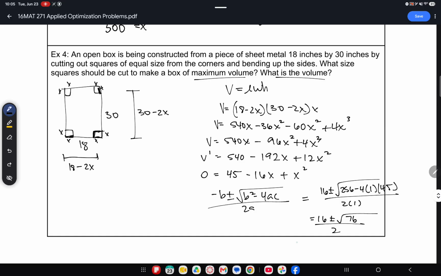You know what? Let's just get the two numbers. So 16 plus the square root of 76 divided by 2. So 12.36. And then we got to do the minus. So 16 minus the square root of 76 divided by 2. And here's one where we're going to check the domain here. Because if I do 12.36 times 2 and do 18 minus that, I'm going to get a negative number. So not in our domain, right?